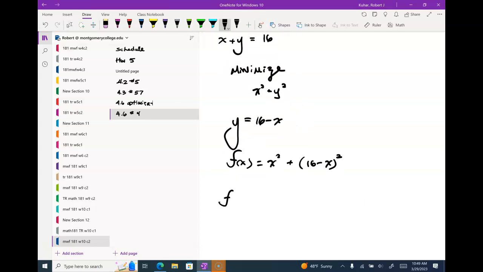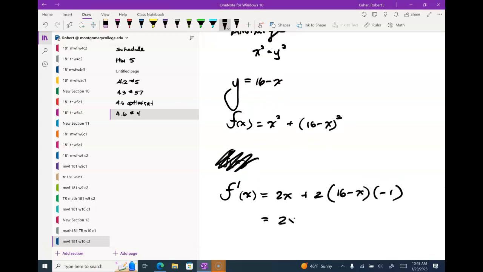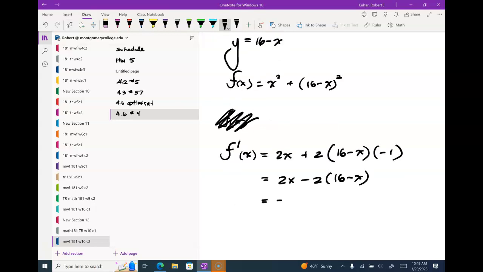So now I have a function, and I can simplify this, but it's not that important that I simplify it right now. So I'm just going to take the derivative right away. So f prime of x is 2x plus 2 times the quantity 16 minus x to the first times another negative 1, right? Derivative of the inside. Yes? So I get 2x minus 2 times 16 minus x. So I get 2x minus 32 plus 2x. I get 4x minus 32. Sweet, easy, right?